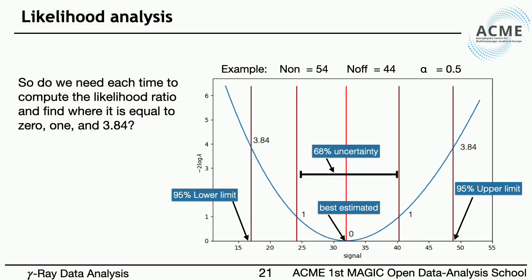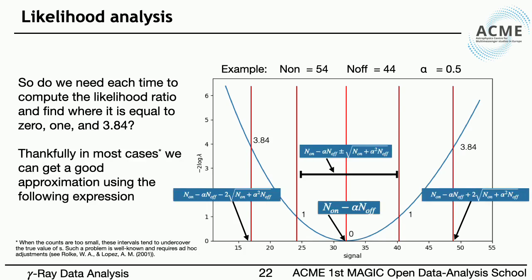At this point, you might ask, do we always need to compute the likelihood ratio for each hypothesis and find where it crosses the values 0, 1, and 3.8? Now, thankfully, no, that would be time consuming. In most cases, there are simple approximation formulas for the signal estimate and its uncertainty that are given here in this expression. So for instance, as we already know, the best estimate is given by the difference between the counts in the on and off region, while the uncertainty bar is given by the square root of n on plus alpha squared n off.